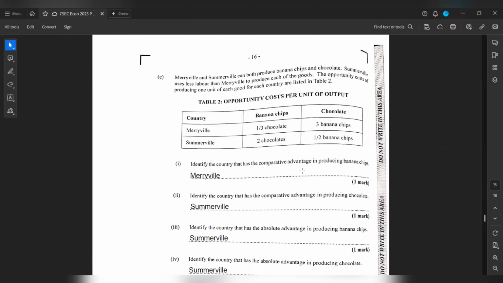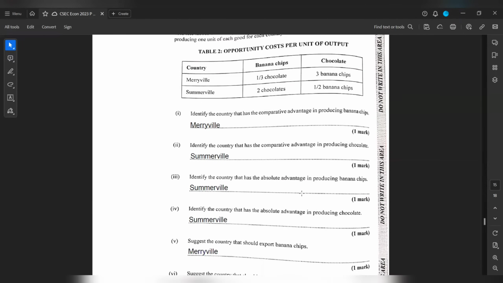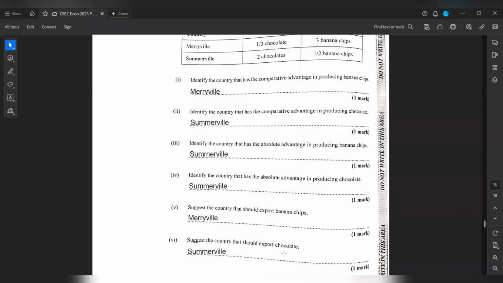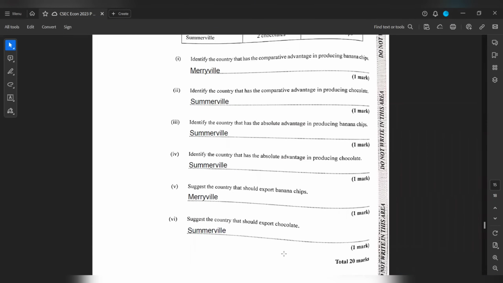Identify the country that has the absolute advantage in producing chocolates. That will be Summer Valley, because they told us that Summer Valley uses less labor than Mary Valley to produce each of the goods. So the country that should export banana chips will be Mary Valley, while the country that should export chocolates will be Summer Valley.